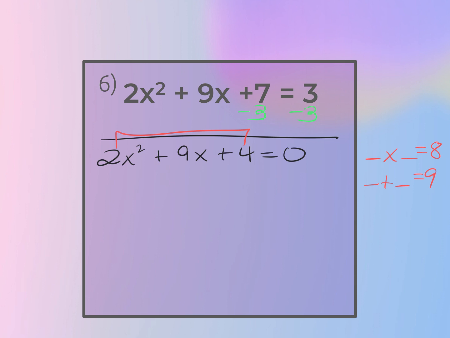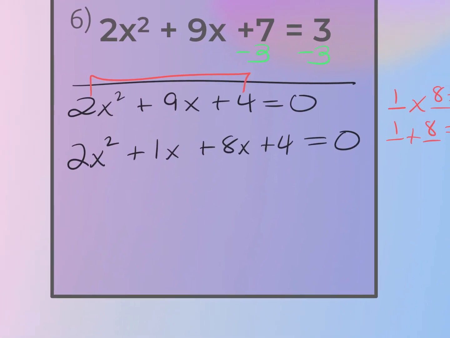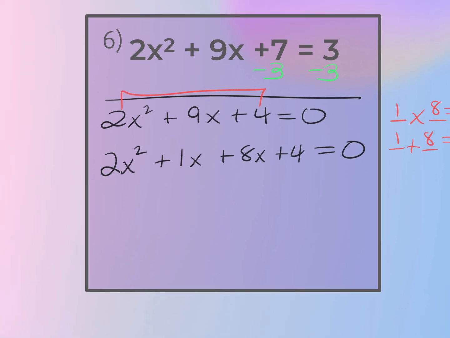And that's going to be 1 times 8, because 1 times 8 is 8, and then 1 plus 8 is 9. Rewrite the first term. Replace the 9x with the two factors you just found. So a 1x and an 8x. I don't necessarily have to put the 1 in front of that 8, but I'll go ahead and put it there. So now I'm going to look for my groups. So I'm going to make my two groups here.